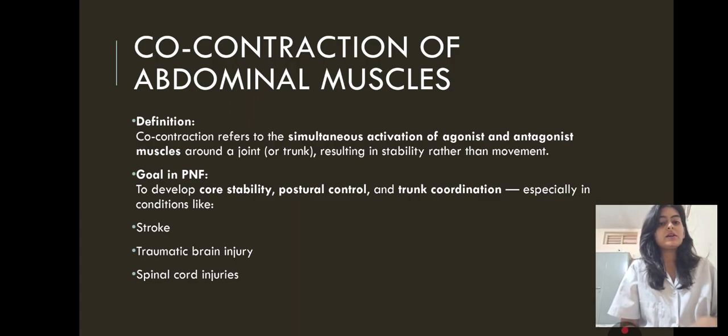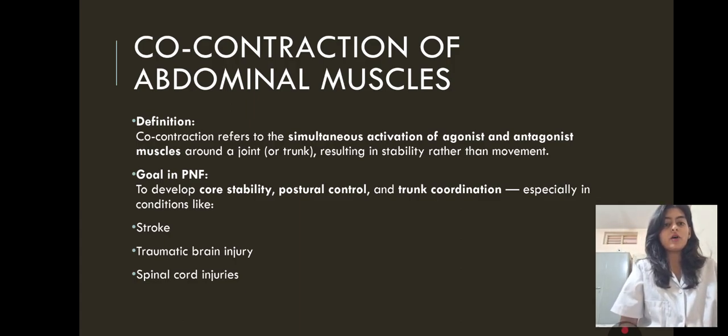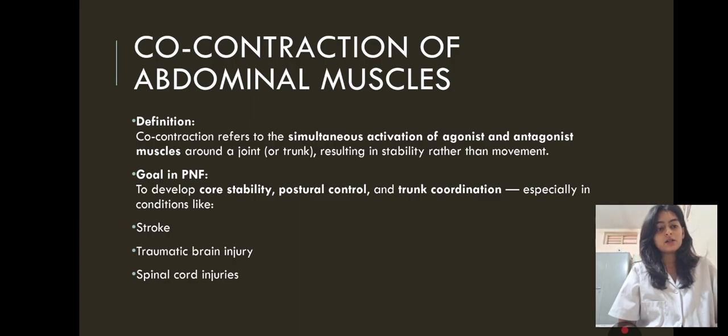What is the PNF technique of co-contraction of abdominal muscle? In definition, we can say that co-contraction refers to the simultaneous activity of agonist and antagonist muscles around the joint or the trunk, resulting in stability rather than in movement. The goal in PNF of co-contraction is to develop core stability, postural control, and trunk coordination, especially in conditions like stroke, traumatic brain injury, and spinal cord injuries.